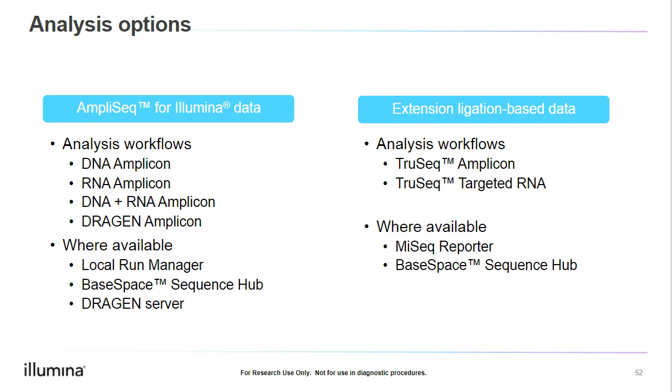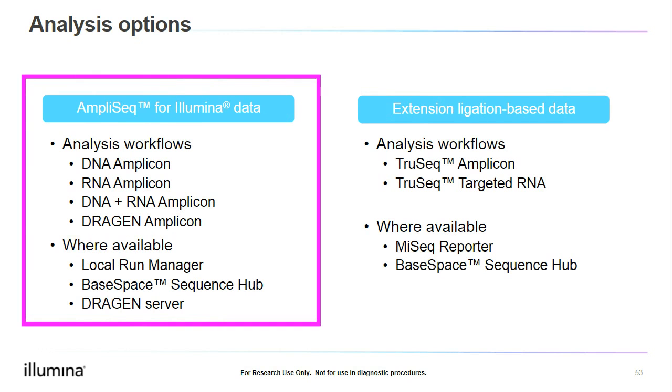For extension ligation-based data, we have the TruSeq Amplicon analysis for TruSight Myeloid data and the TruSeq Targeted RNA analysis for TruSeq Targeted RNA Expression data. Both are available in BaseSpace and within the MiSeq Reporter framework. Today, we will review the results for AmpliSeq data analysis with the DNA Amplicon app, as that is the most common workflow used for Amplicon sequencing and data analysis.